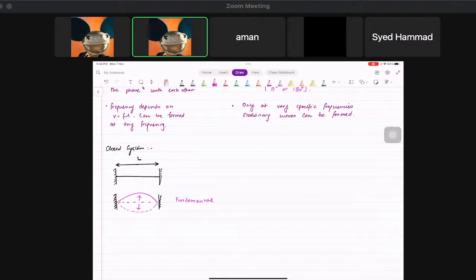So, because this is L, and if you look at it, this is from a node and there's another node, and I told you from a node to node it is actually half lambda. So the length of the string right now is half lambda. So it's creating a wave of half lambda, which means the lambda here will be 2L by 1. Is it clear?